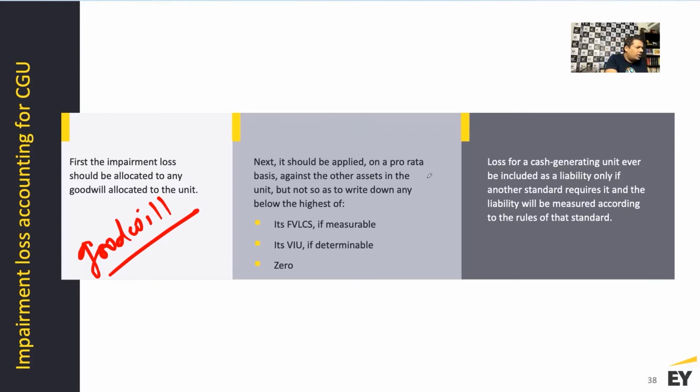It should be applied on a pro rata basis against the other assets in the unit, but not so as to write down any asset below the highest of 0, value in use if determinable, or fair value less cost to sell if measurable. Then you allocate on a pro rata basis. A loss for a cash generating unit can be included as a liability only if another standard requires it. That means it has to meet the definition of a liability. Then only will you record that as a liability.